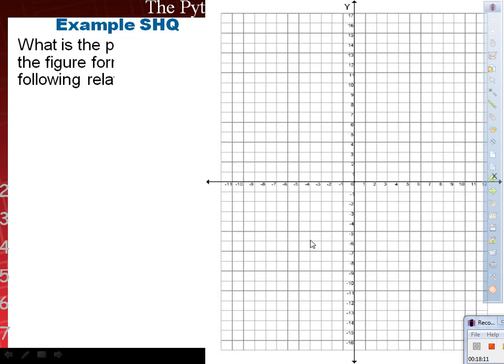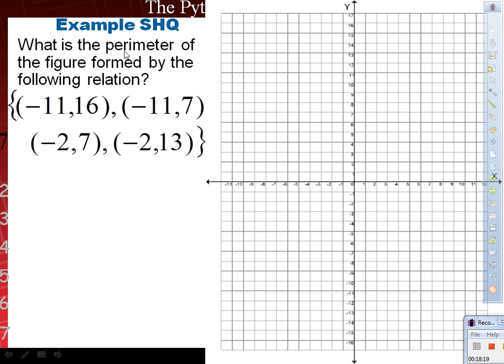Copy this one on your graph paper, top left. If you want, just write perimeter with a question mark, and then write the 4 coordinates. The instructions are, what is the perimeter of the figure formed by the following relation? What is a relation? A group of different coordinates, yes? So how many coordinates do they give us? 4. Negative 11, 16, negative 11, 7, negative 2, 7, negative 2, 13. Once you copy that, I want you to plot the points.